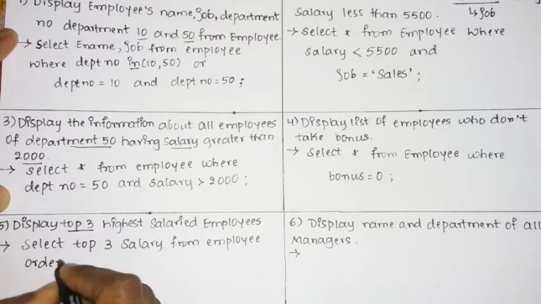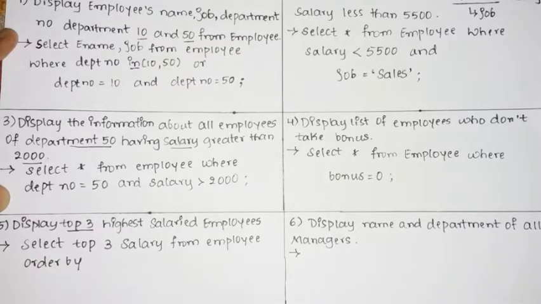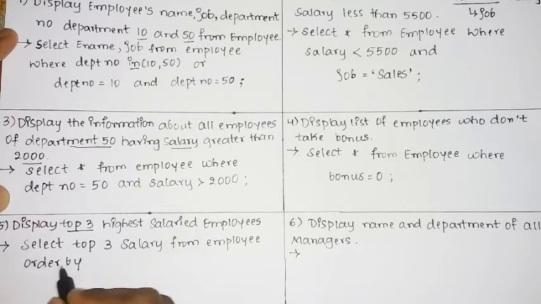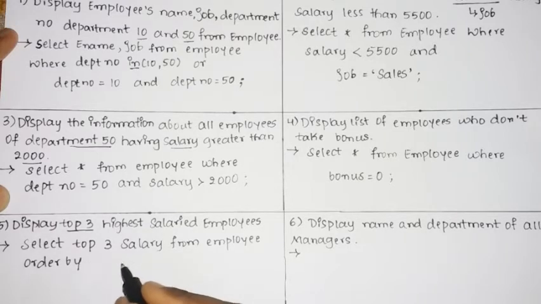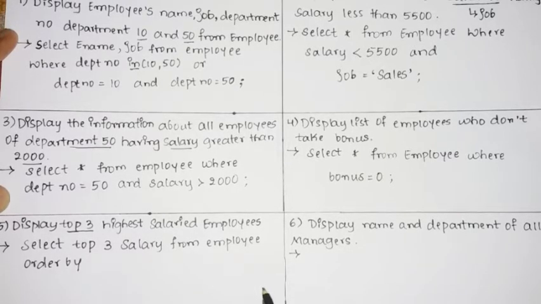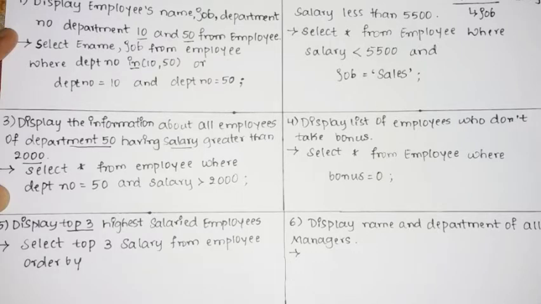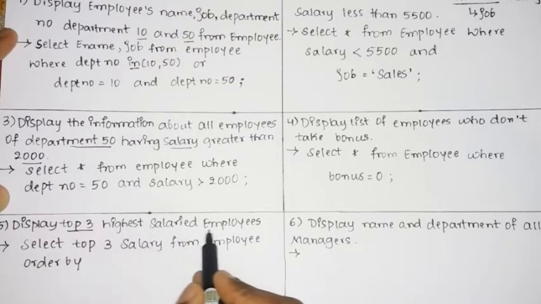So you have an order by, which will arrange the salary in ascending or descending order. So select top 3 salary from employee order by, followed by, you can display the salary in ascending order or descending order, but ascending order will display the lowest salary first, then after that you will have the highest salary. But here you need to display the top 3 highest salaried employees.